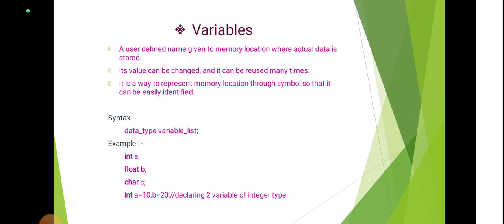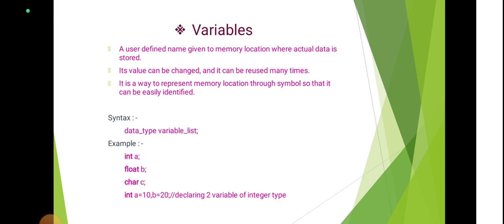Its value can be changed and it can be reused many times. व्हेरिएबलमध्ये व्हेरी म्हणजे काय चेंज होणार आहे, तर व्हेरिएबलची व्हॅल्यू चेंज होऊ शकते आणि हे मल्टिपल टाइम्सला रियूज पण केलं जाऊ शकतं. It is a way to represent memory location through symbols so that it can easily be identified.